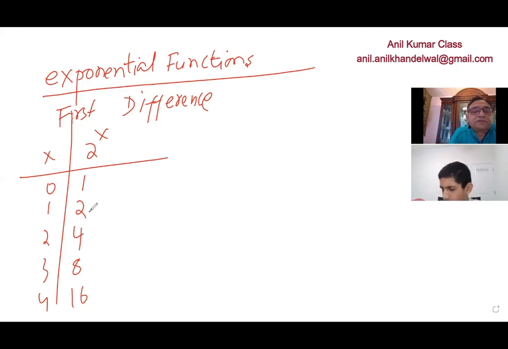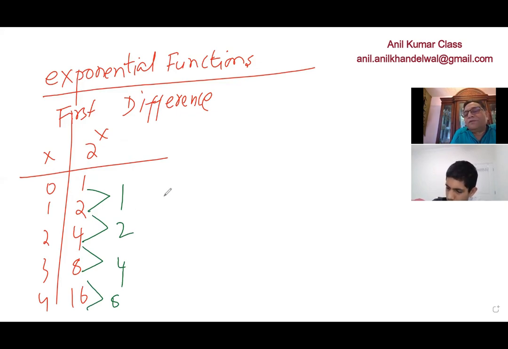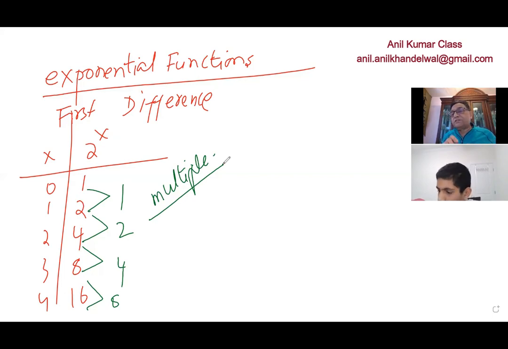So now what is happening? What is the first difference? 2 minus 1 is 1, 2, 4, 8. So we say the first difference is being multiplied by a constant factor. Is it okay? It is a multiple. So the first difference is a multiple.